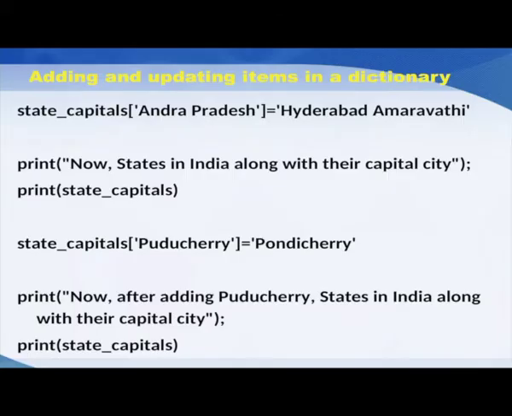Already we have a key called Andhra Pradesh, whose capital was mentioned only as Hyderabad, but now we are trying to add Amaravati along with Hyderabad, that is going to be the capital after 10 years. So, after adding this, when you print, you can see the change gets reflected in the output. And in the next example, we are adding a new key called Puducherry, which is not present in the dictionary originally, and we are adding the corresponding capital city as Pondicherry. So, when you print the dictionary now, you can see along with the other states, Puducherry gets added.